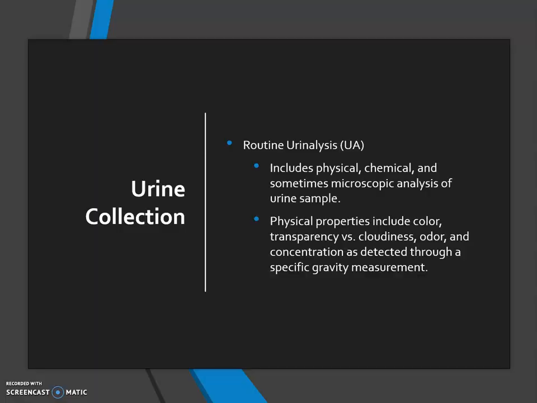The routine urinalysis is going to include physical, chemical, and sometimes microscopic analysis of the urine sample. Physical properties include color, transparency versus cloudiness, odor, and concentration, which is detected through specific gravity. So we might see a urine sample that is green or purple or very pale yellow or dark yellow. We're also going to look for odor, and this basically means when we open the container, do we notice anything? And we also want to make note of that. Sometimes the color changes due to medications a patient might be taking.